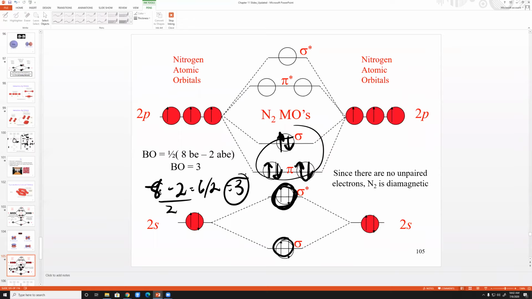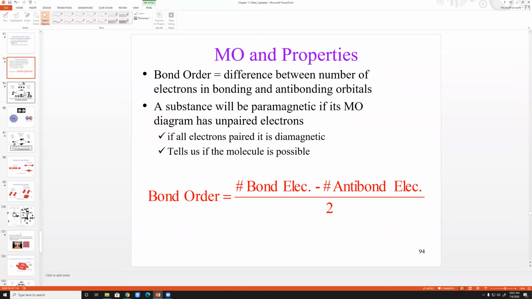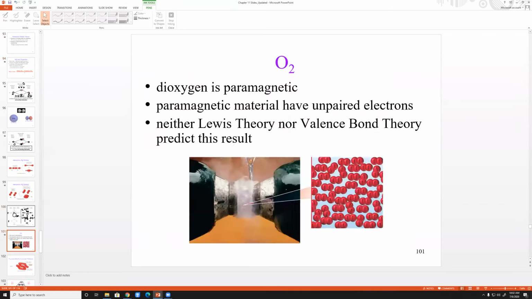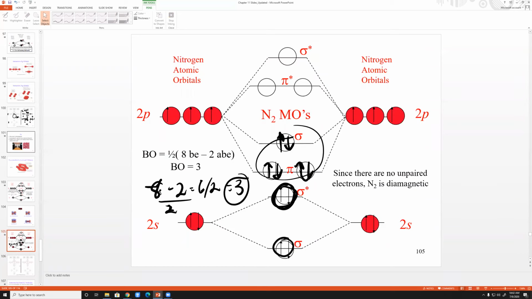How come you divided it by 2? Oh, because it's N2? No, that's because that's the formula for bond order. Bond order is the bonding electrons minus anti-bonding, divided by 2. That gives you basically how many bonds that molecule has. If you write N2, as we know from Lewis structures, you get N triple bond N. So the bond order is 3 because it's a triple bond.